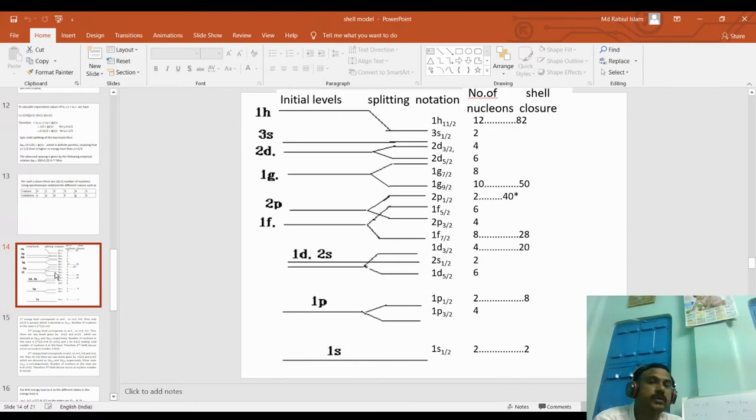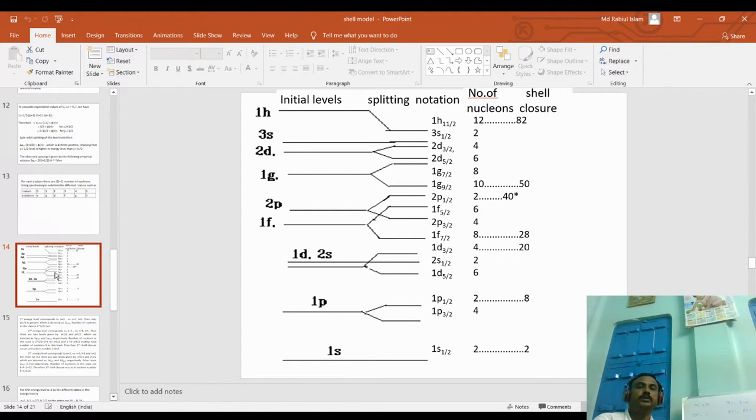So now you see that this 28 comes entirely because of the spin orbit coupling. Due to the spin orbit coupling, the previous energy level has been split so much that the lowest energy level, 1f 7/2, comes down very low in such a way that it forms a separate energy level. So magic number 28 is obtained.